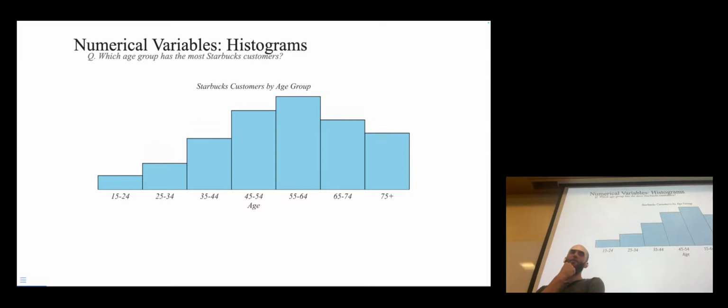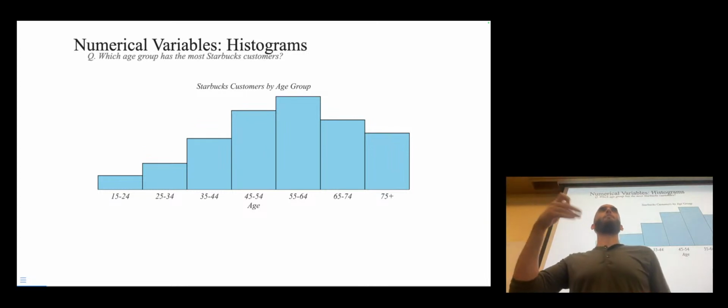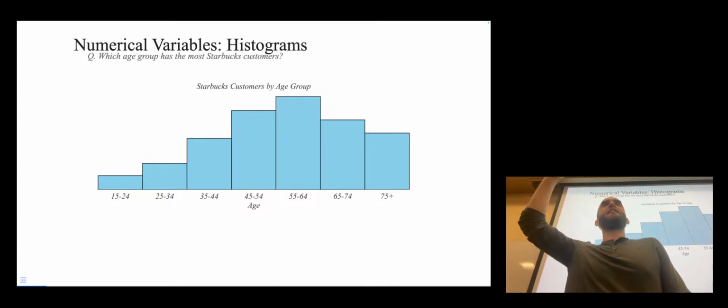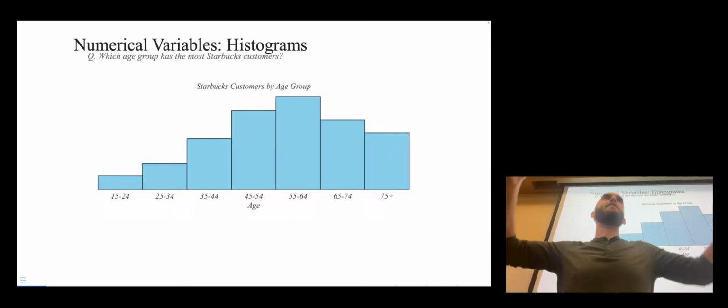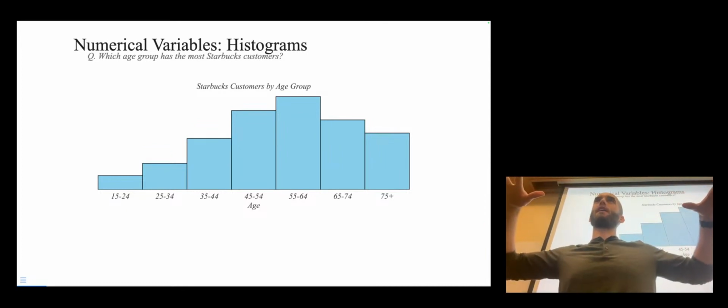So 55 to 64, yeah. We can tell it's the largest group because the count is the highest. Each one of these bins is just counting up the number of customers in the age bracket on the horizontal axis.